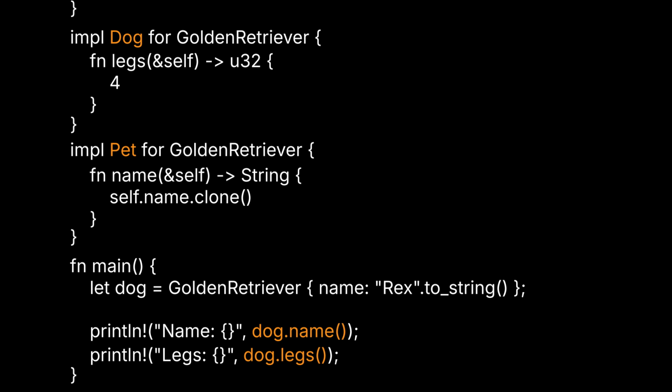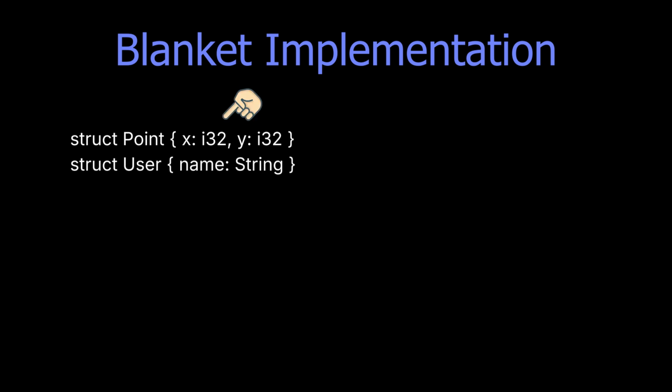Traits in Rust also provide something called a blanket implementation. This is useful for having one trait for all types that meet a condition. Say for example, we have a point struct and a user struct. Point takes two integer values for denoting coordinates, and user takes a string value as name. Both are structs but completely different types.